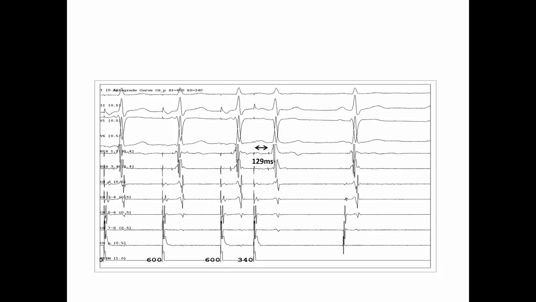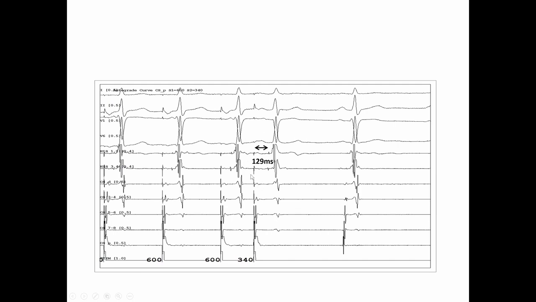So the next thing we do is an antegrade curve, looking at AV nodal conduction, pacing the atrium and assessing back down to the ventricle. The critical thing we're interested in is the AH interval, which is the interval across the AV node. Here's our pacing artifact on CS prox. We're pacing CS prox at a drivetrain of 600 milliseconds, and we've introduced one extra stimulus at 340 milliseconds.